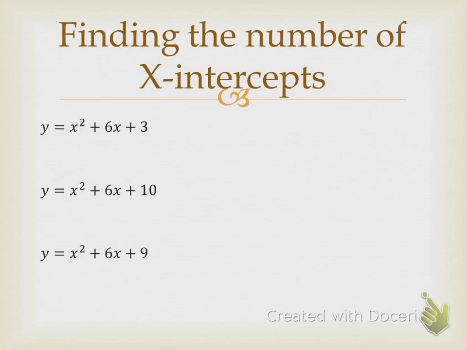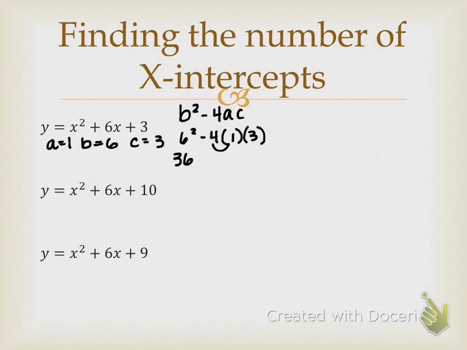All right? So let's label A, B, and C. A equals 1, B equals 6, and C equals 3. All right? My discriminant is B squared minus 4AC. So let's plug in numbers. 6 squared minus 4 times A, which is 1, C, which is 3. 6 squared is 36. Negative 4 times 1 is negative 4. Negative 4 times 3 is negative 12. 36 minus 12 is going to be 24. So I have a positive number. So how many x-intercepts will I have? 2. Very good. 2 x-intercepts.